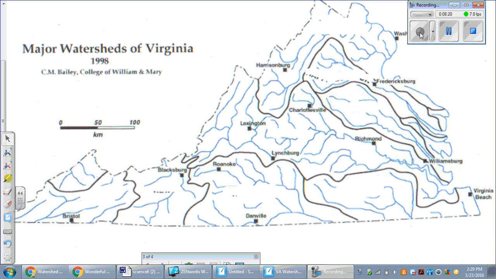At this point, please turn your paper over and you will see a map of the major watersheds of Virginia. Remember that the Chesapeake Bay watershed is part of six states: Delaware, Maryland, New York, Pennsylvania, Virginia, West Virginia, and DC. Please take a moment to write these on your paper. When you're finished taking notes today, your paper should look exactly like mine does.